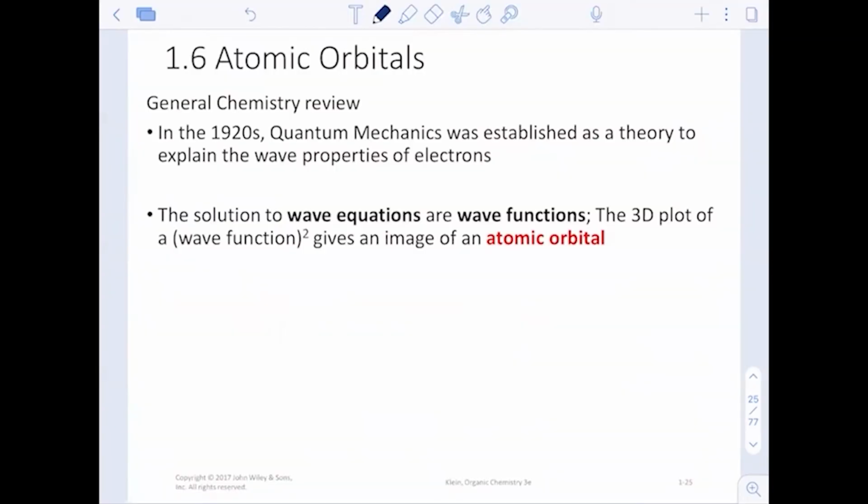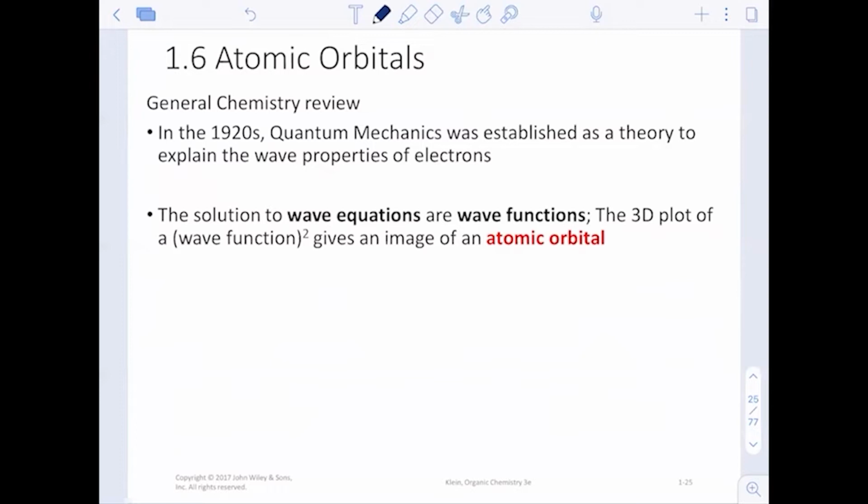With atomic orbitals, what we want to be able to remember from general chemistry is that quantum mechanics was established as a theory to explain the wave properties of electrons. If you remember Schrodinger's cat, which we'll tell the story of in class, it was a thought experiment to identify the idea of wave-particle duality.